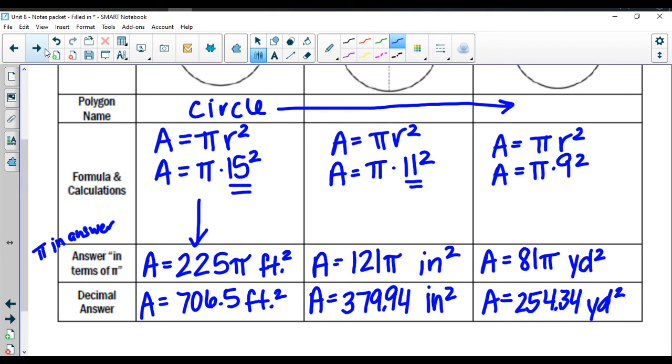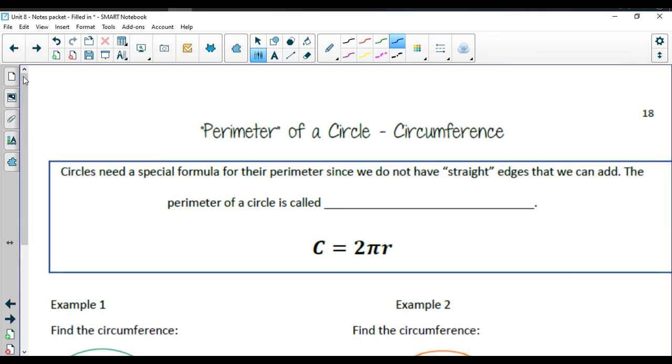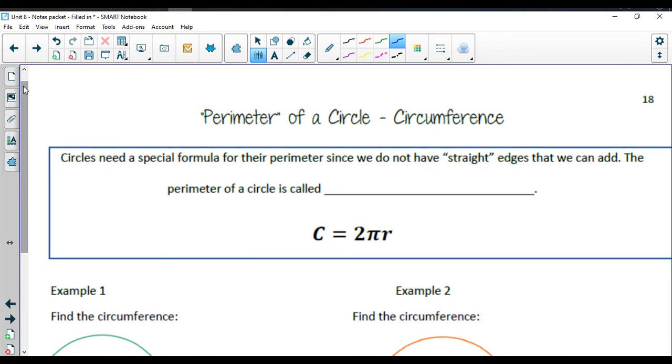So that's how you work with the area formula for circles. The other formula that we have is called circumference, and it's really the perimeter of a circle. So circles don't technically have straight edges. You can argue that in the math world. There's kind of a whole lot of big debate that happens there. So what we're going to do is call it circumference instead. So the perimeter of a circle is called circumference.